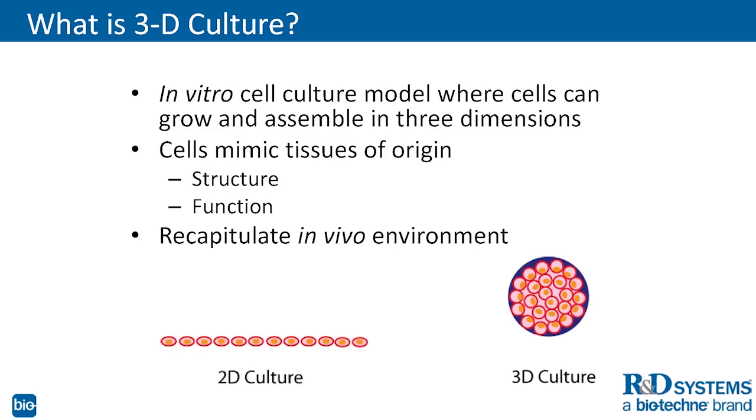In 3D culture, what is represented by a sphere here is cells being able to grow in X, Y, and Z coordinates. So they're able to take the shape of the tissue of origin for each cell type. And they assume similar morphology or structure as well as function, gene expression and protein expression. And the key to creating 3D culture really is to be able to recreate the in vivo environments and allow the cells to initiate their own cell program.